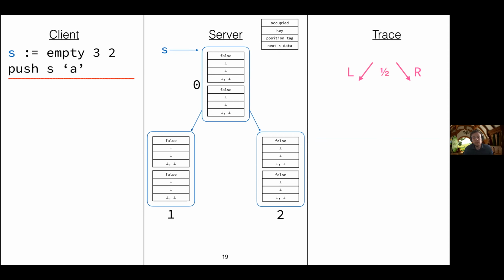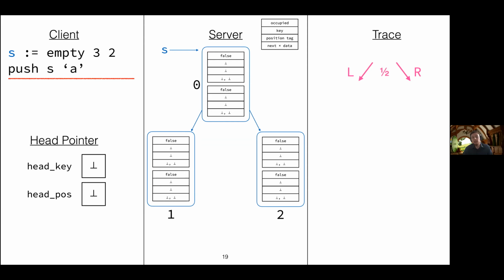Now we're just giving the data elements that we want to push. So in this case, we want to push the data element A. So in contrast to maintaining a complete position map, like I showed before, now we're only going to maintain the key and the position tag for the head of the stack, the most recently added element of the stack.